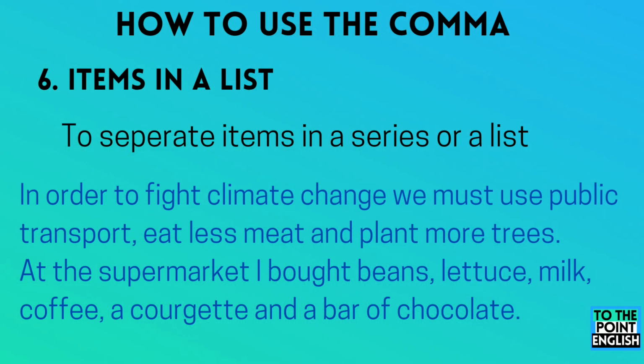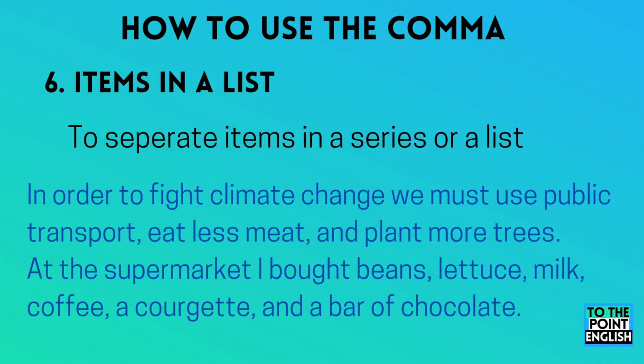And again, this one's very common, and you probably know this one, and I would imagine you use it correctly. And it's when we use commas to separate items in a list. So looking at the examples there, in order to fight climate change, we must use public transport, eat less meat, and plant more trees. And at the supermarket, I bought beans, lettuce, milk, coffee, a courgette, and a bar of chocolate. Okay, so that one's quite simple, right?